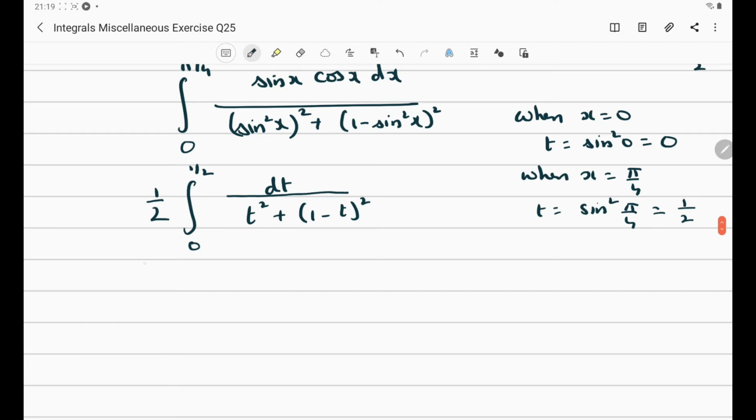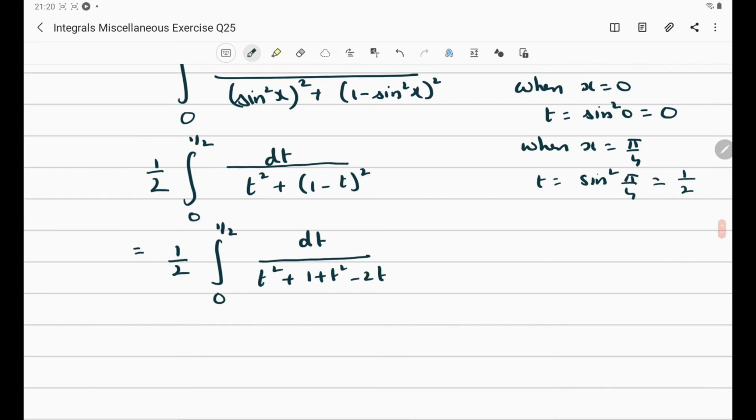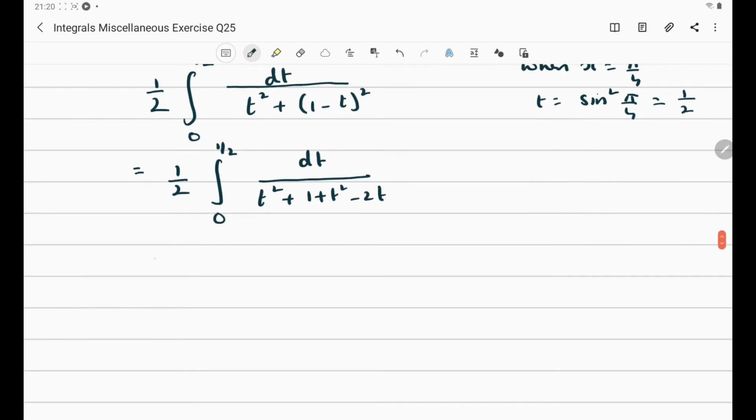Let us try to simplify this further. This is equal to half integral 0 to half dt by, let us try to simplify this, t square plus 1 plus t square minus 2t. So, we got this as half into integral 0 to half dt by 2t square minus 2t plus 1.